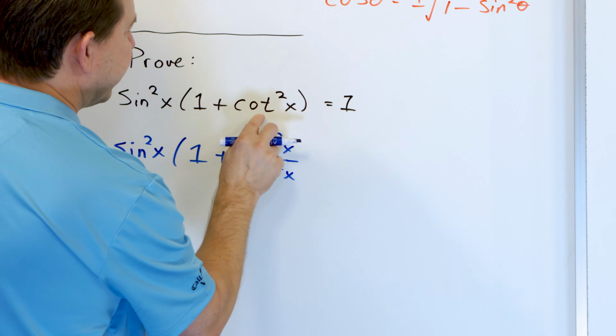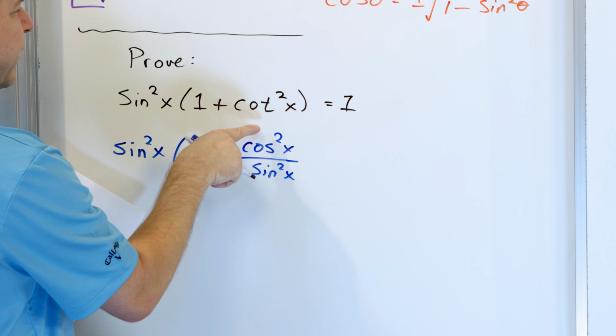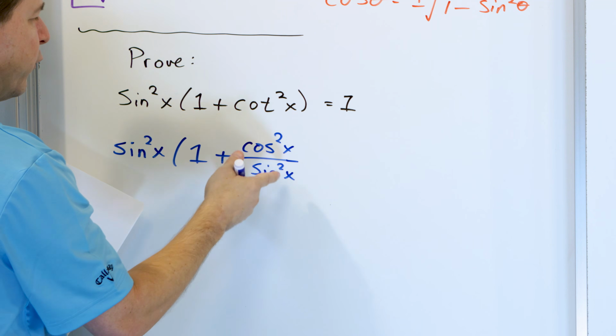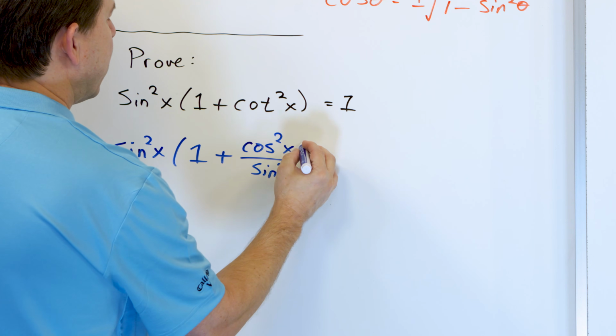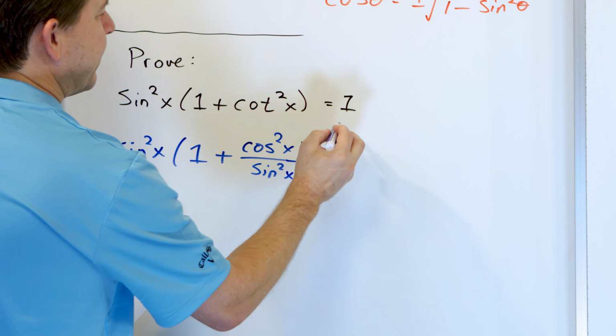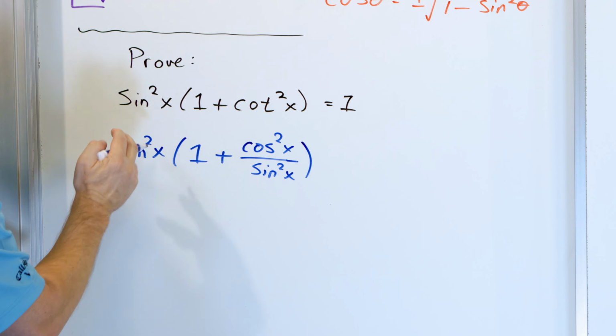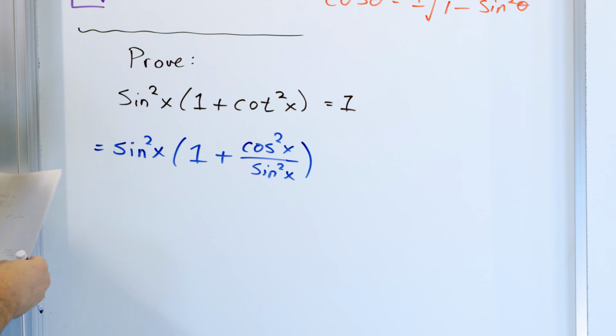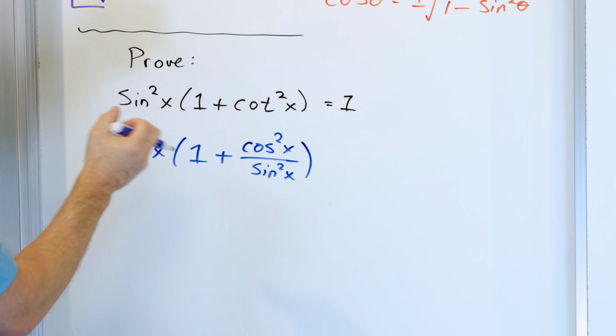Why squared? Well, because the cotangent was squared. So cotangent is cosine over sine, the whole thing squared, and so we have to do it. Now what I'm going to do is leave the right-hand side alone. I'm not going to touch it or anything else. I'm only manipulating the left-hand side. Now what would we do next?